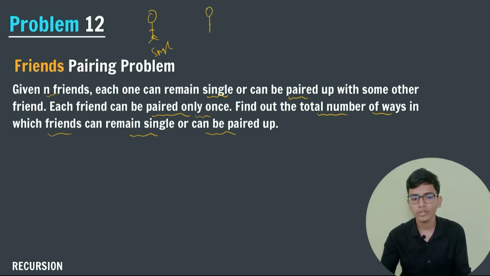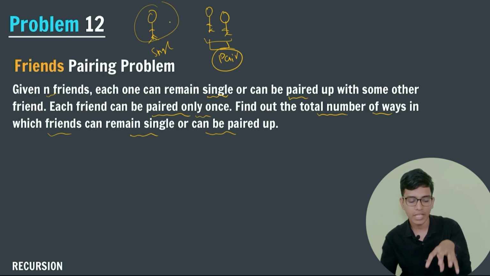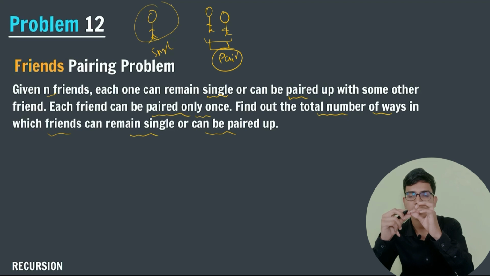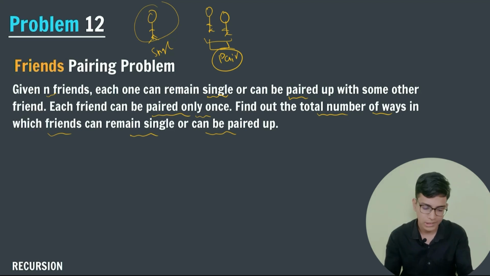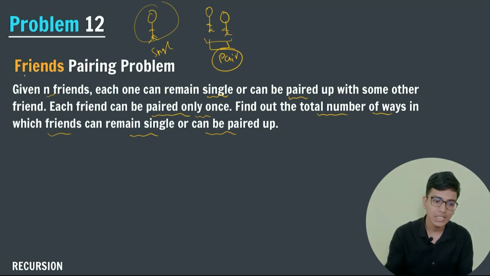But he can also talk with another person, he can make a pair with that person. So this talking is known as a pair, and remaining all by himself is known as single. So in this question, given n number of people, a single person can make a pair with another person or can remain single, right? So he has two choices.